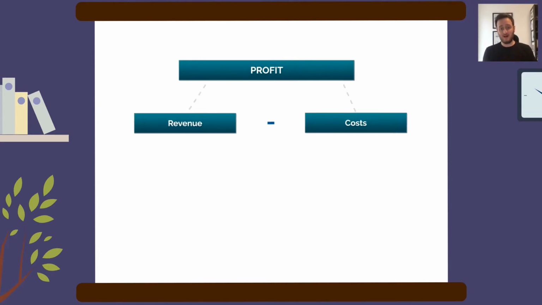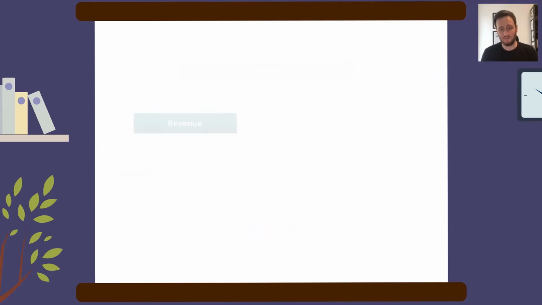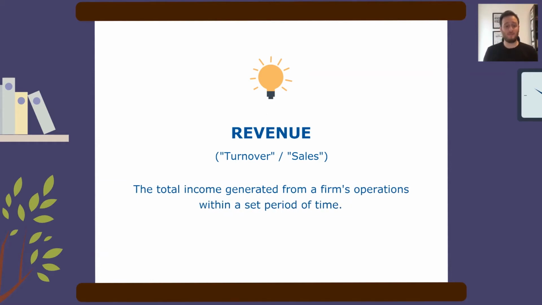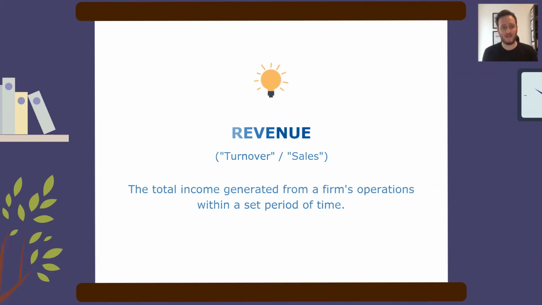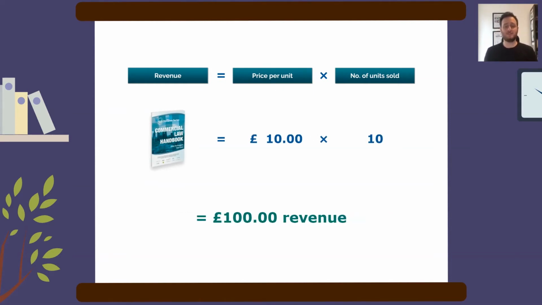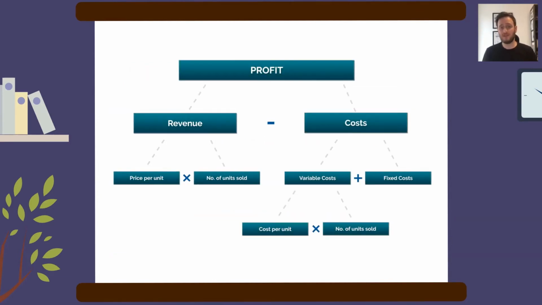So this slide shows you the key factors that influence profitability. Now, on the left-hand side, we've got revenue. Revenue is sometimes referred to as turnover or sales. And what this refers to is the total income generated from a firm's operations within a set period of time. It doesn't take into account costs, but just purely reflects the money that has been received from sales. So if I sell 10 handbooks for £10 each, my revenue is £100, regardless of how much it costs for me to produce each of those handbooks. And that's one side of what affects profit. Generally, if your revenue increases, you would expect your profit to increase.